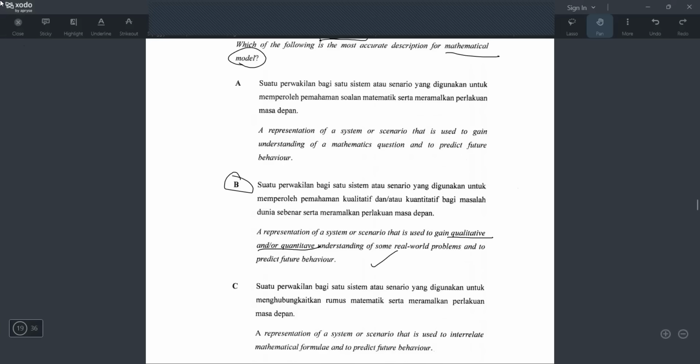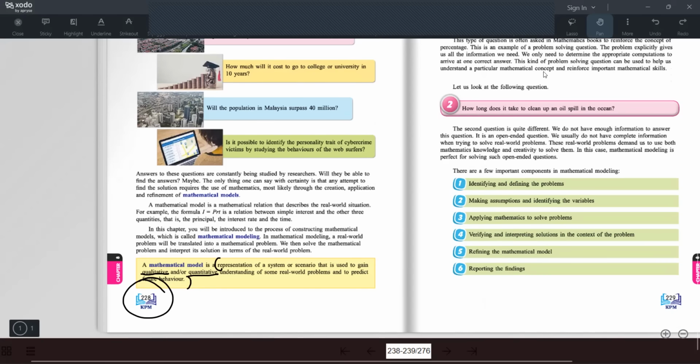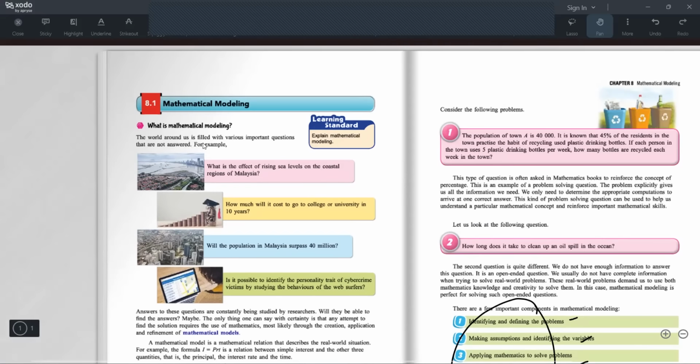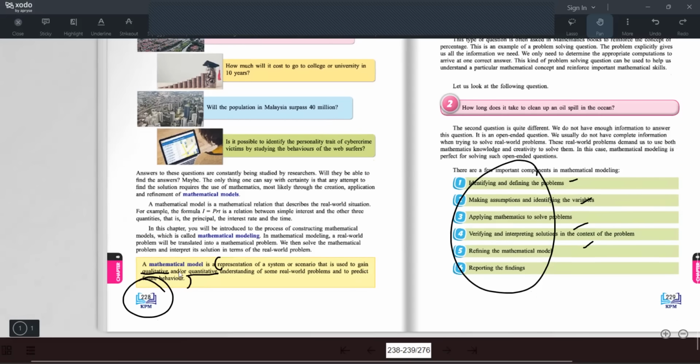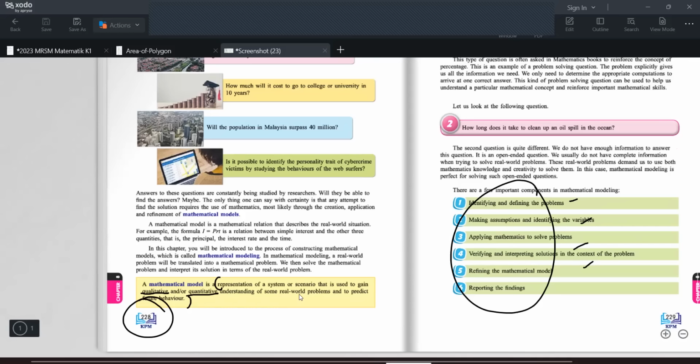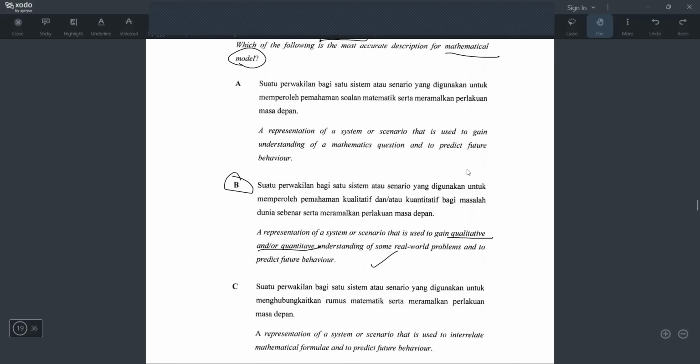Usually, when they come out with this chapter in paper 1, they will ask the 6 steps. So students have to memorize these 6 steps. But this paper is a bit weird. It's the first time they come out with this chapter but never ask these 6 steps. They ask this definition instead, but this is the correct answer. So just remember the keyword. You don't have to remember the whole thing, just remember qualitative, quantitative. So anyways, this is how I would do it.